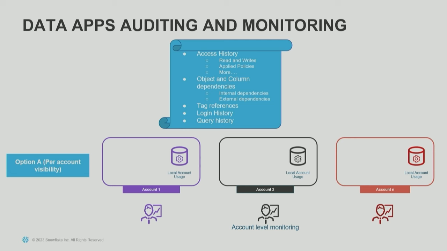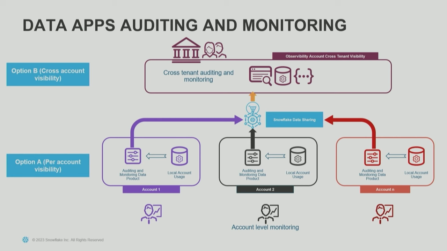Now we have two options, as we said. Option A, which is basically per account visibility, where you have an auditing and monitoring tool that connects to every single Snowflake account, right? And then you have option B, where basically every account can go and create an auditing and monitoring product, a data product.